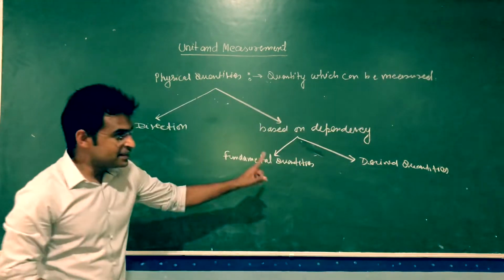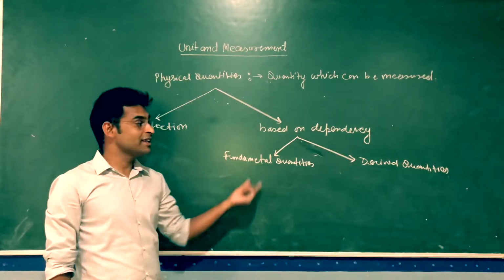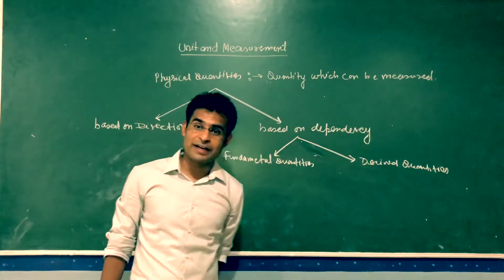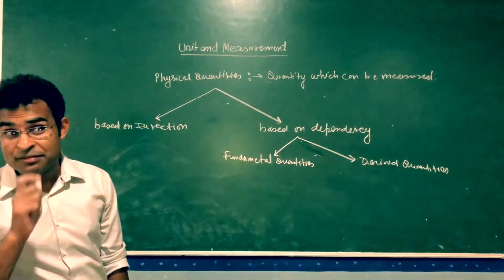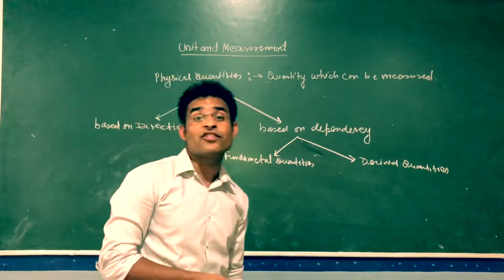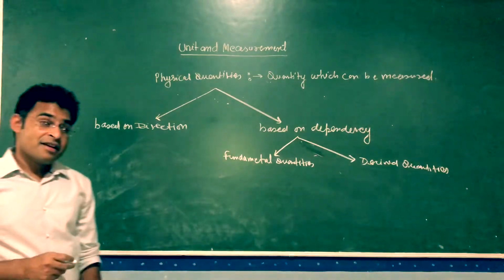Based on dependency, I divide this quantity into 2 parts. First one is fundamental quantity and second one is what? Derived quantity. Fundamental quantity means quantity which does not depend on any other quantity for its complete definition. For example, length.